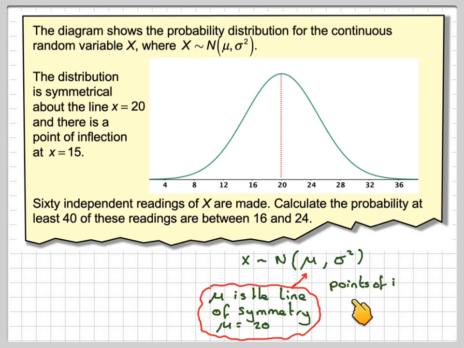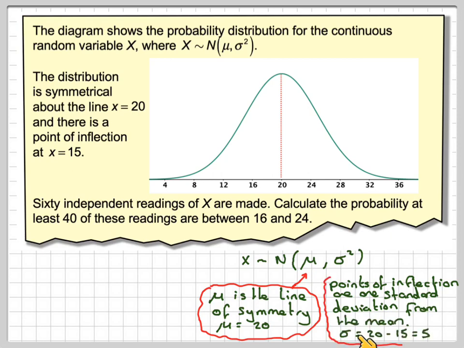And a good point here to remember, the points of inflection are one standard deviation away from the mean, which means our standard deviation in this case is going to be 20 minus 15, which is 5. So the points of inflection will be at this point here and then also at 25. We don't need to know that, but we do need to know that that will give us a standard deviation. So the parameters of this normal distribution are going to be 20 and 5 squared.